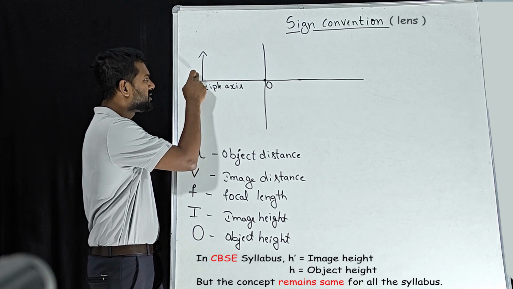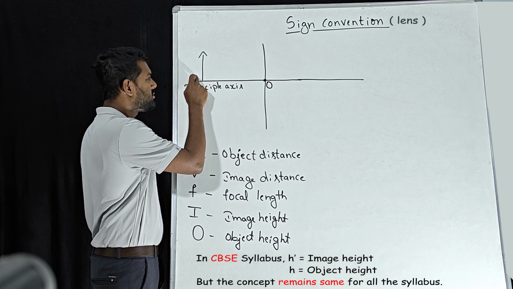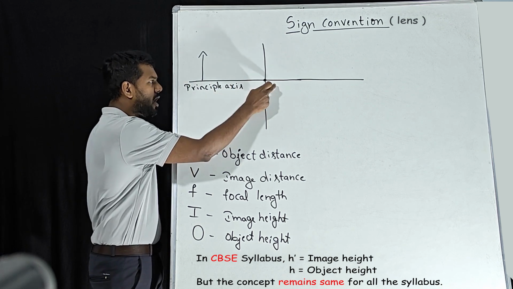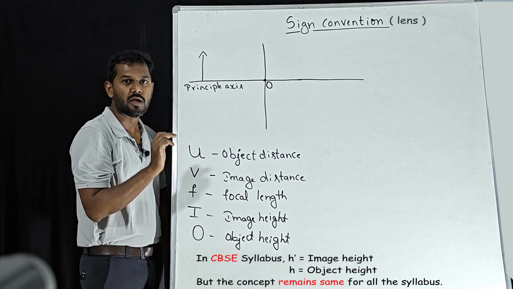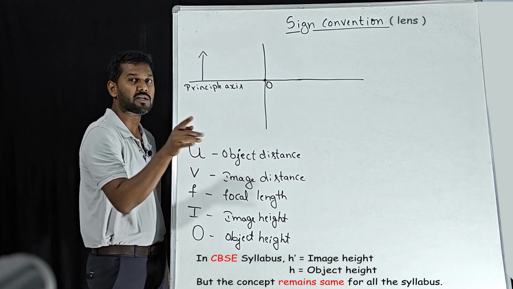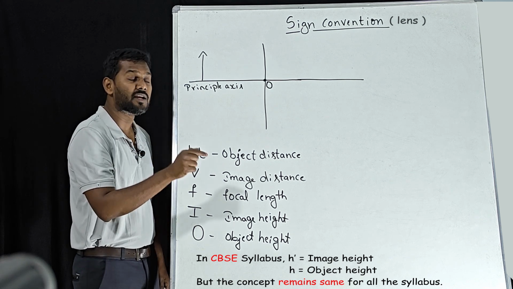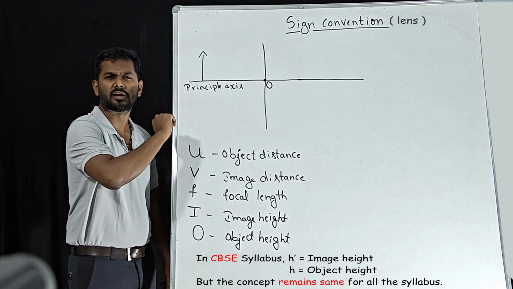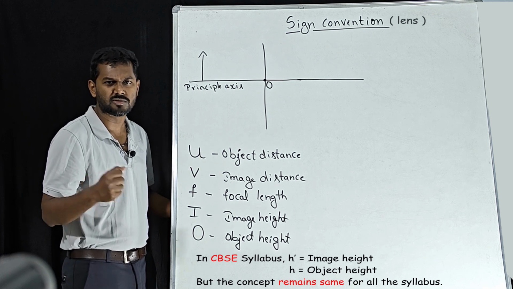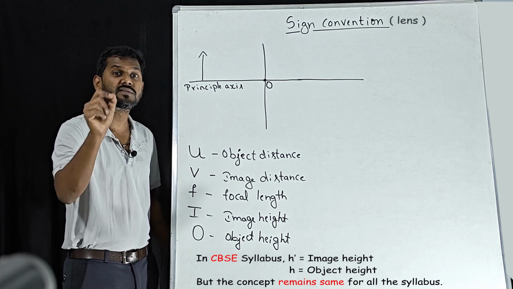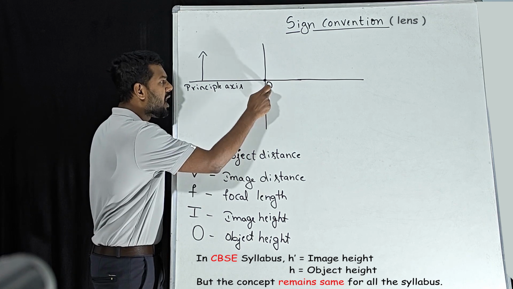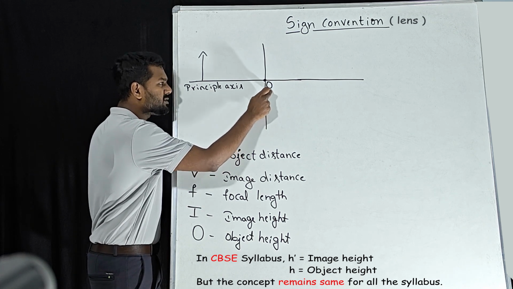Assume this is the object. From object to optic center it is 10 centimeter. But the distances are not calculated from the object to optic center. Completely wrong. It is calculated from the optic center to the object. In both ways we are going to get 10 centimeters only, right? But the plus or minus sign will change. That is why all the distances you have to calculate from the optic center.